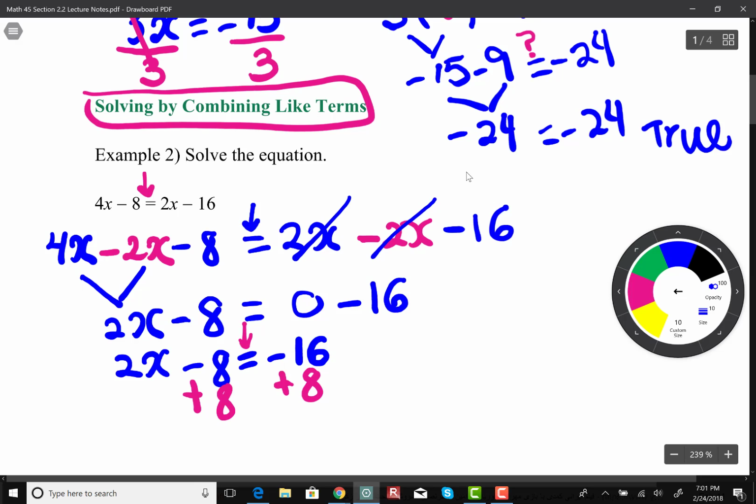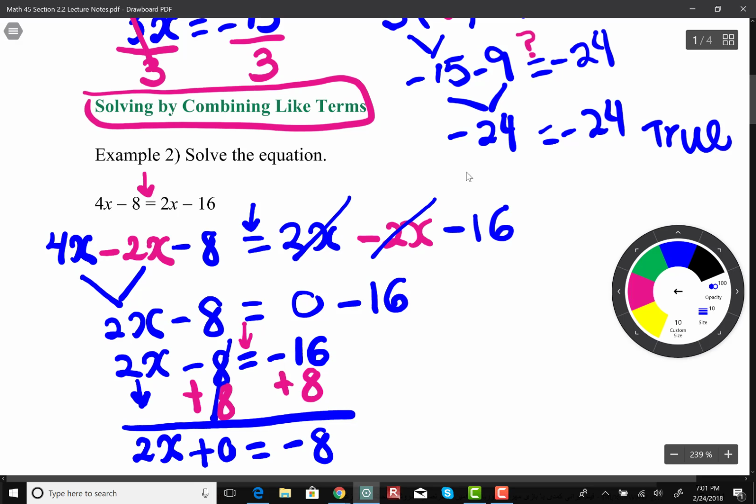Now you're going to combine like terms. You do it vertically. 2x doesn't have anything like it, so you just put 2x. A positive 8 and negative 8 would be 0, and this is negative 8. I'm going to rewrite it. 0 added to a number doesn't change it, so 2x equals negative 8.